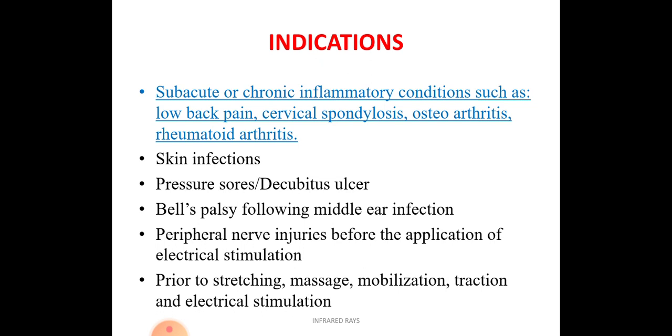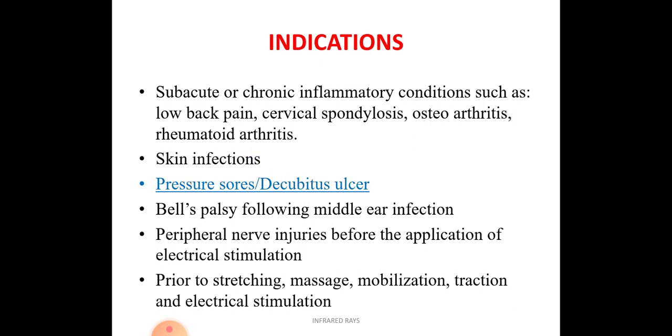Now in case of skin infections also, you can give IR, because this heating has a destructive effect on bacteria, so the bacteria will be affected or killed by IR. Then in case of pressure sores and decubitus ulcer, you need to increase blood supply for proper healing, so in that case also you can think of infrared radiation.